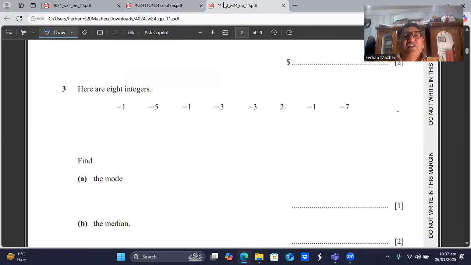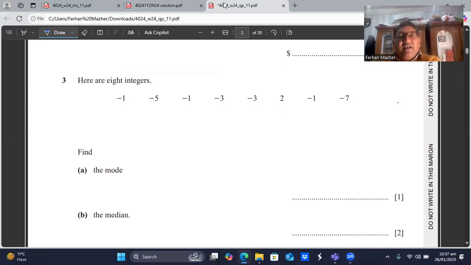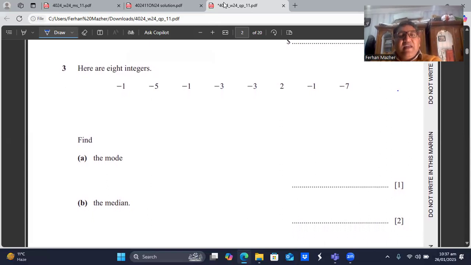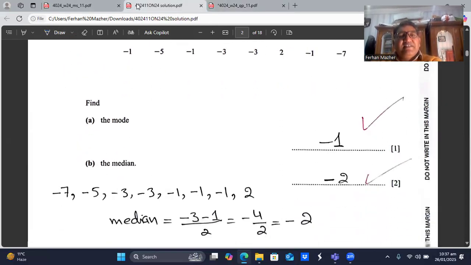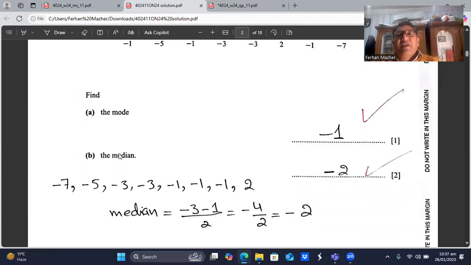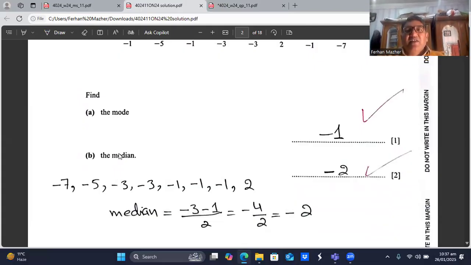Then the question is find the median. For finding the median, you will arrange the data in ascending order, and then we will see which number is in the center. You can see here, we have arranged the data in ascending order. So we have -7, -5, -3, -3, -1, -1, -1, 2. So I have arranged the data in ascending order.